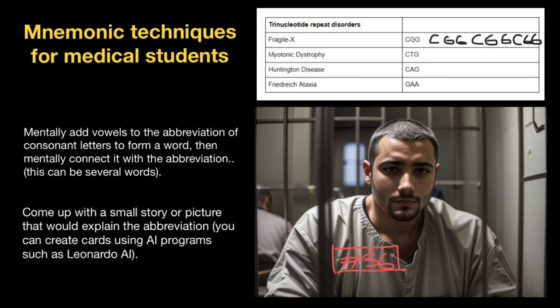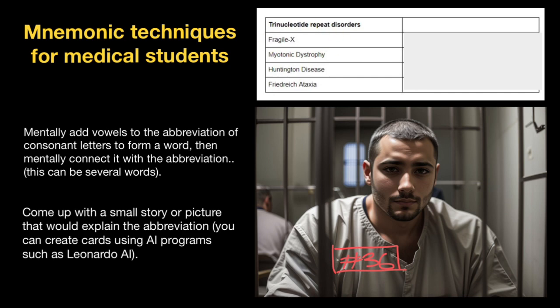Now let's check how this powerful mnemonic technique works. Do you still remember what the cause of Fragile X syndrome is? It is a cat by the name Gigi, so CGG, and it is 40 years old. So expansion of this trinucleotide over 40 times.